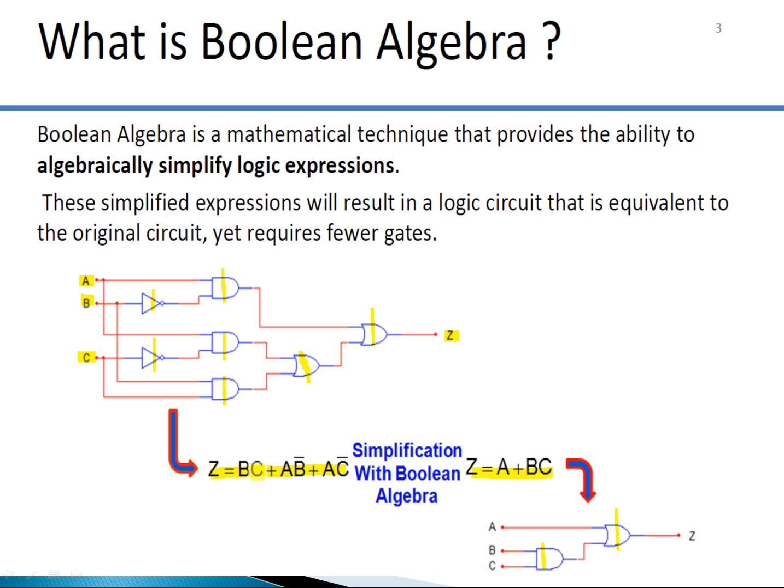And product term, you can see here BC is the product term. You can write B dot C, or simply you can write BC. And you can see the plus symbol, so this is the logical OR operator. So BC plus AB bar plus AC bar.